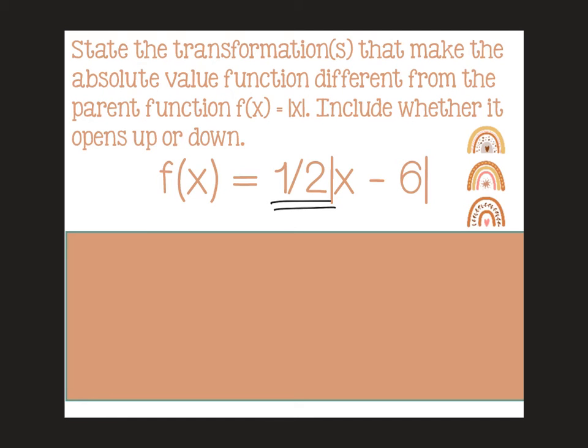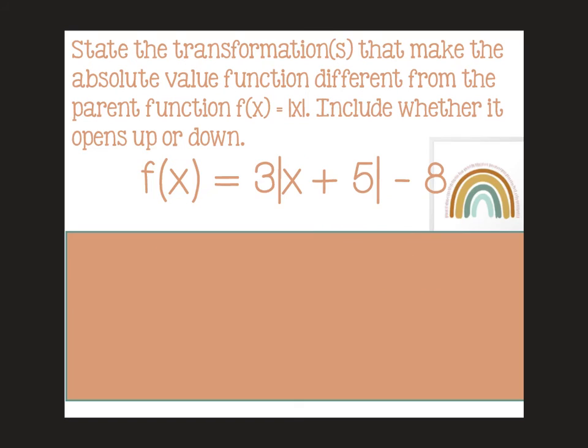This out in front is 1/2. If you think back, it means it's actually going to get wider. You guys knew that that meant skinny or wide, but you had it mixed up. So this gets wider. If it's inside these little brackets, it either means left or right. It's always the opposite of what you think. So this is going to be moving right 6. For this one, we have a 3 out in front. If it's greater than 1, that means it gets skinny.